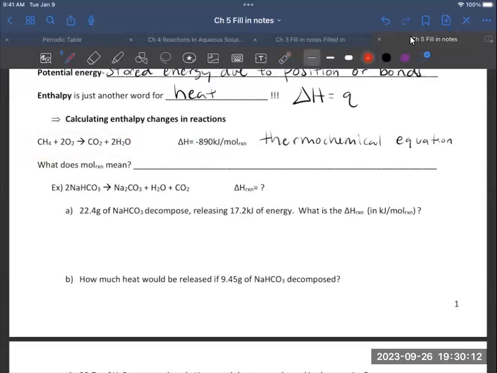Okay, a thermochemical equation is going to give you the heat information, along with the chemicals involved in the chemical reaction. And I do want to point out what this mole reaction means. When you see mole reaction, what it specifically means is that we're talking about the balanced equation as written.